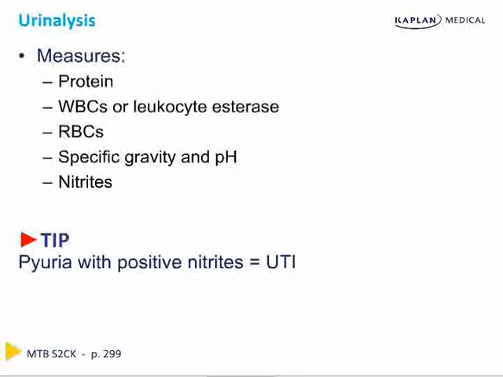However, remember a thing about nitrites. Nitrites are only positive in the setting of a gram-negative urinary tract infection. Now, most of the bugs that commonly cause a UTI are gram-negative, but there are 3 notable exceptions. The Enterococcus species, Staph saprophyticus, and Group B strep are all gram-positive bugs that sometimes cause a UTI. So in those cases, you'll see pyuria without a positive nitrite.